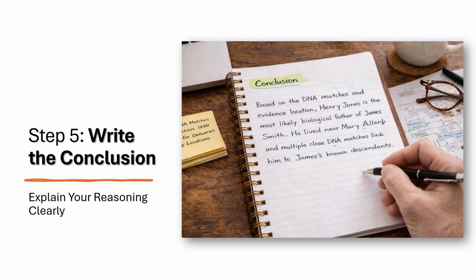This final step is the one many people skip, but it's the most powerful. Take the time to write out your conclusion, explain what you were trying to determine, what evidence you used, and why your conclusion makes sense. It doesn't need to be long or formal, just clear. If someone else can read your explanation and follow your reasoning, you've created a strong proof argument. And even more importantly, you've created something you can come back to later and still understand.